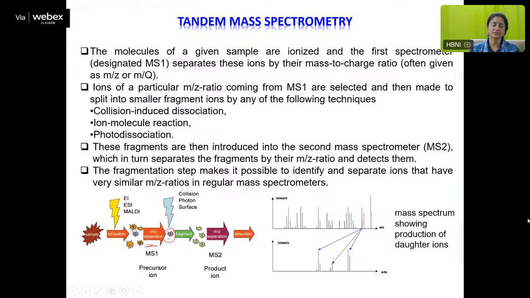Therefore you can find out when you are doing MS/MS, or sometimes MS/MS/MS. So these are the benefits.